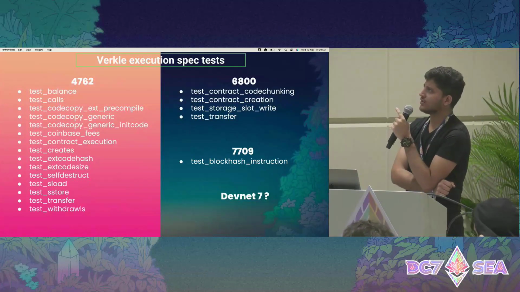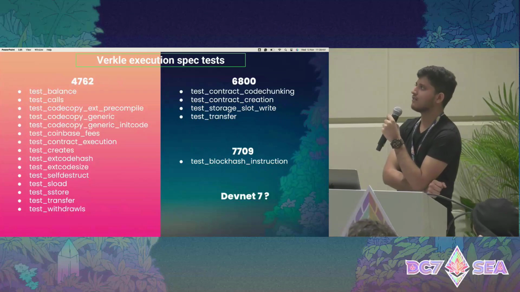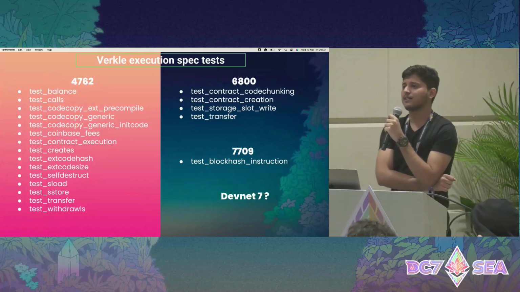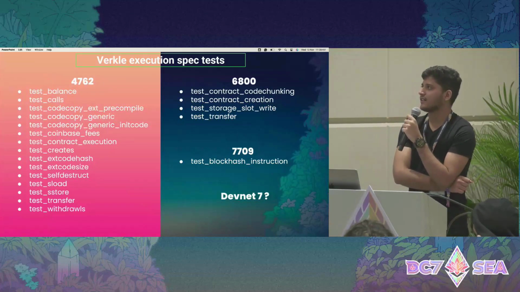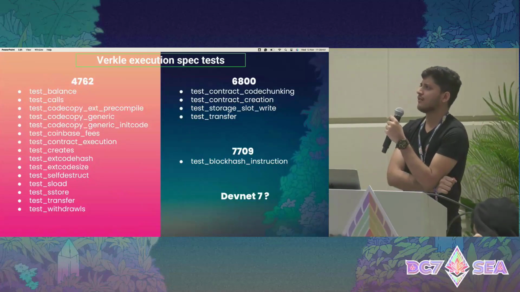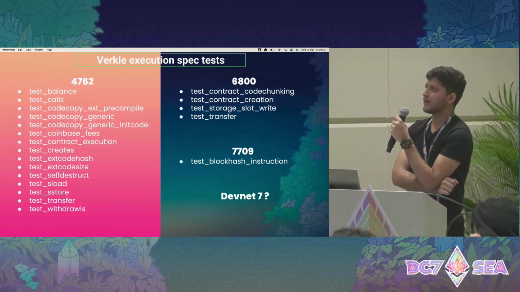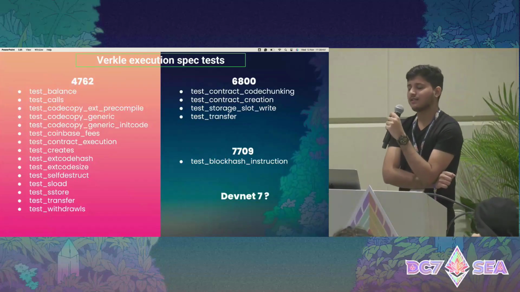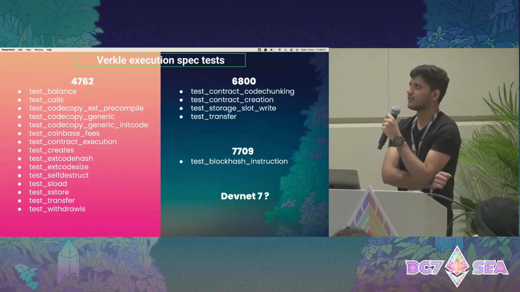So 4762 and 6800, and there is a third EIP as well, 7709. This EIP I am yet to touch. It is basically handling the BLOCKHASH instruction in the clients. So if I am able to pass all these execution spec tests, then reth will automatically be able to join DevNet 7.